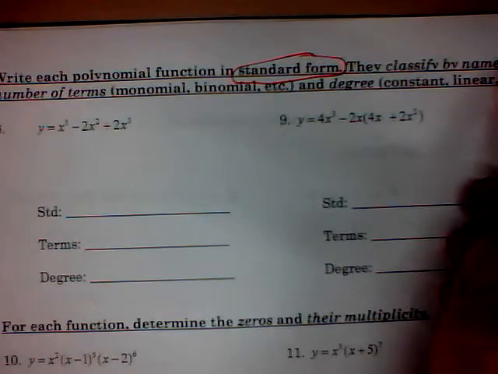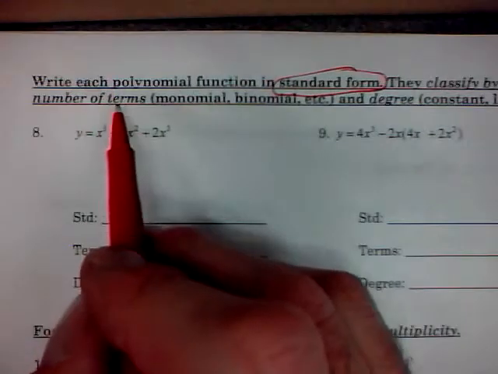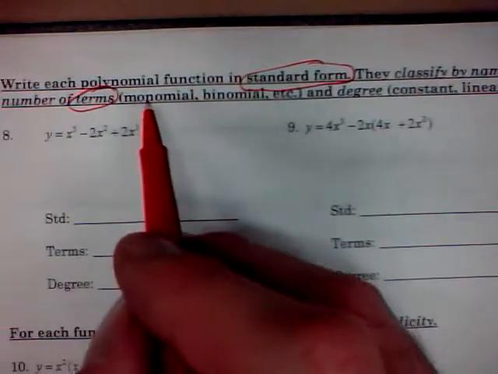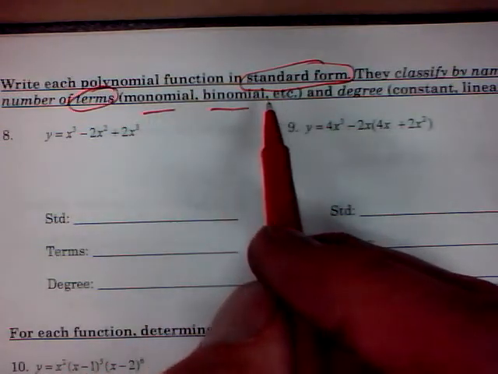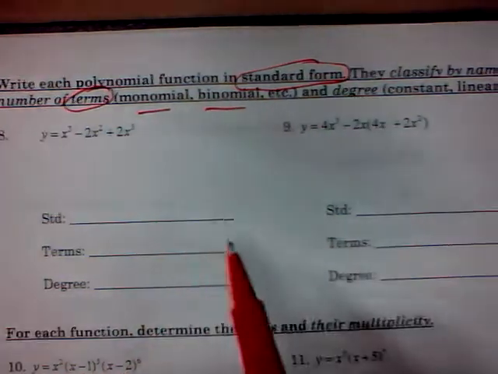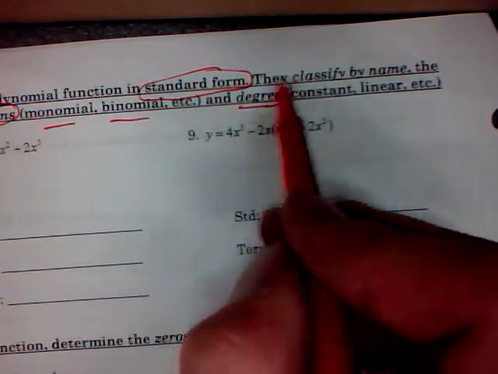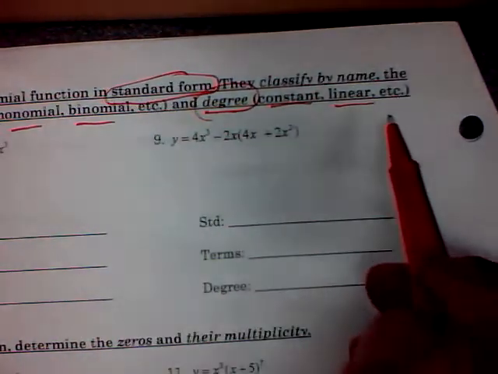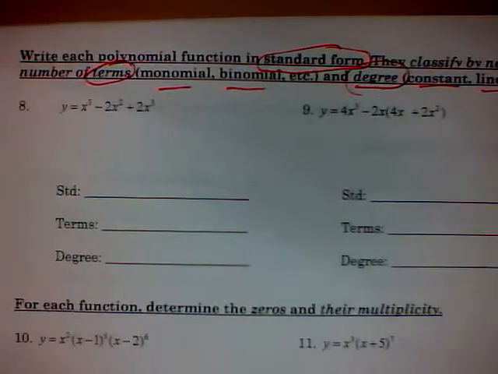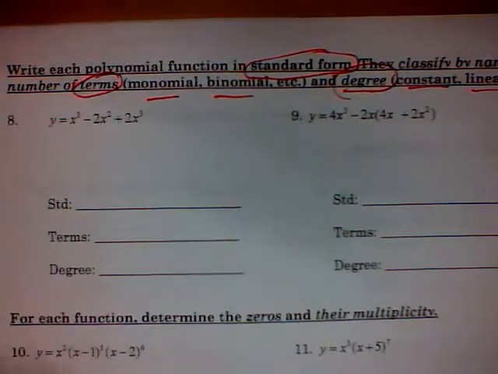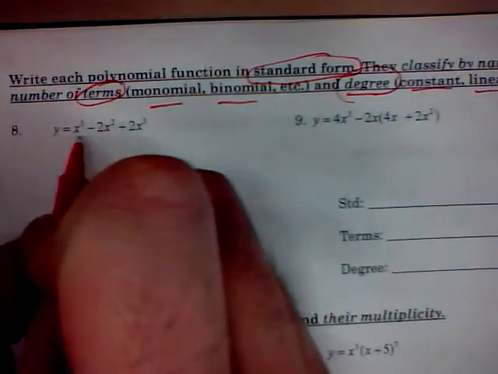And then you're going to classify them by their name, by the number of terms. Terms will be monomial, binomial, trinomial, and then by degree, which will be constant, linear, quadratic, cubic, whatever matches. Okay, so on number 8, let's start by combining like terms.